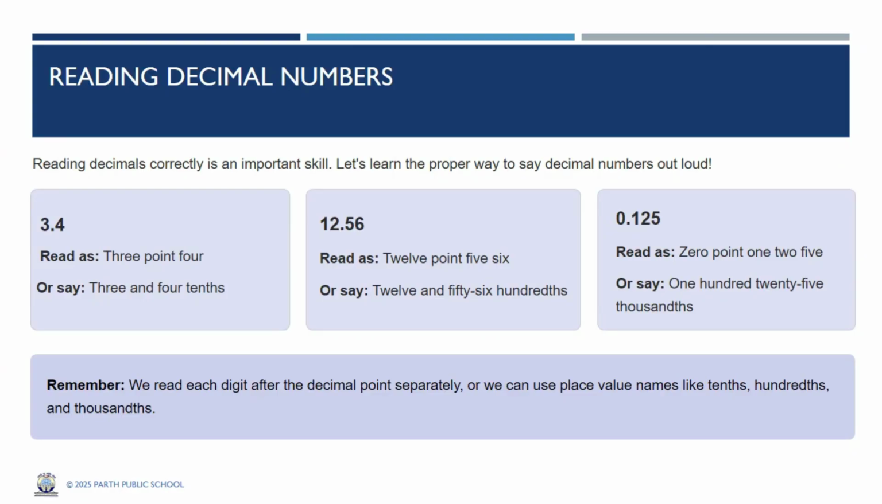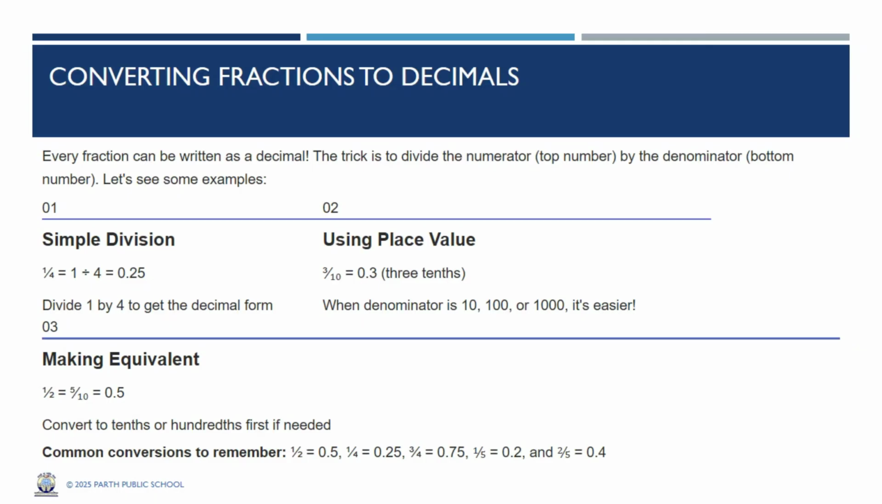Reading decimal numbers. Reading decimals correctly is very important. Look at 3.4. We read it as 3.4 or 3 and 4/10. Look at 12.56. We read it as 12.56 or 12 and 56 hundredths. Look at 0.125. We read it as 125 thousandths. An important rule here is, after the decimal point, we read each digit separately, or we use place value names like tenths, hundredths, and thousandths.